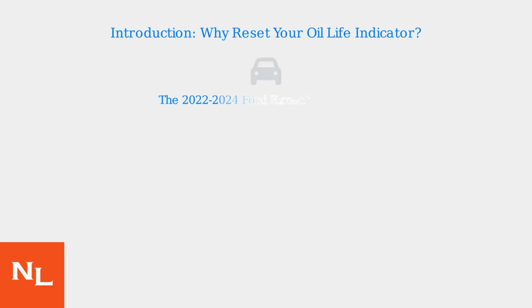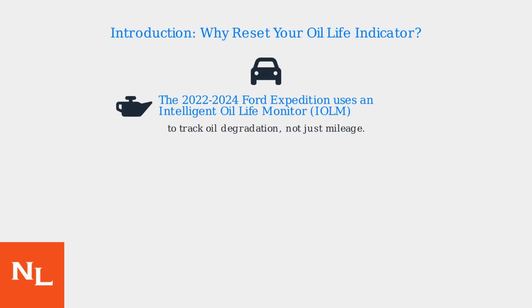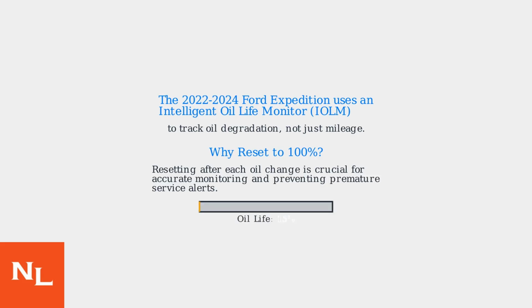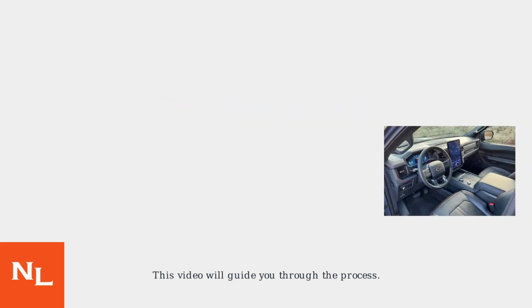The 2022-2024 Ford Expedition uses an intelligent oil life monitor to track oil degradation, not just mileage. Resetting to 100% after each oil change is crucial for accurate monitoring and preventing premature service alerts. This ensures optimal engine performance and avoids potential warranty issues. This video will guide you through the process.